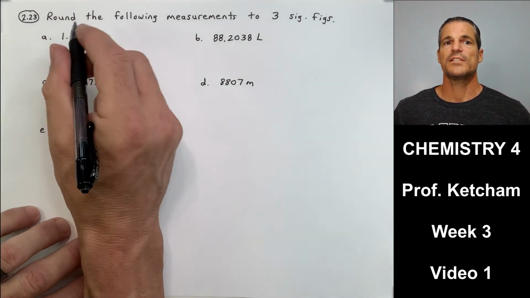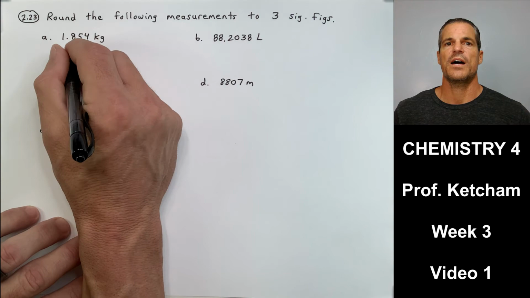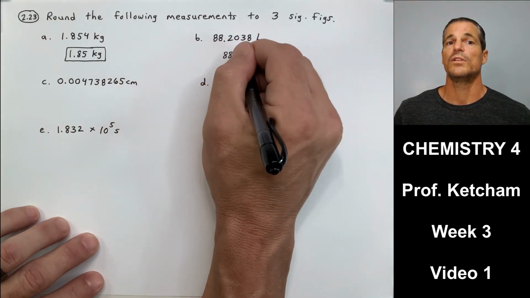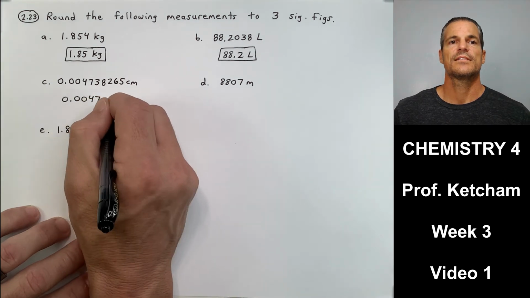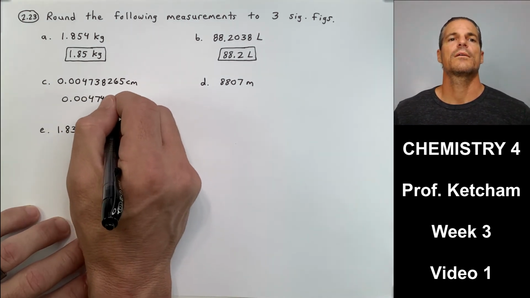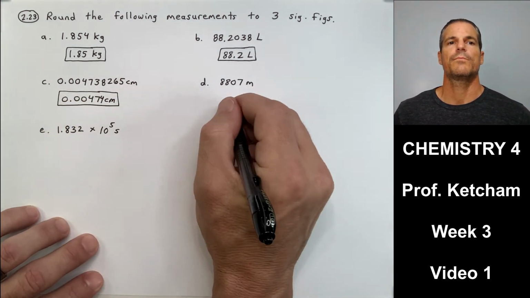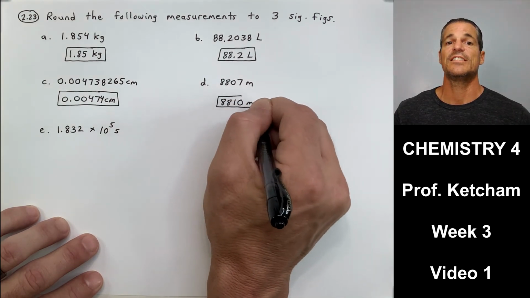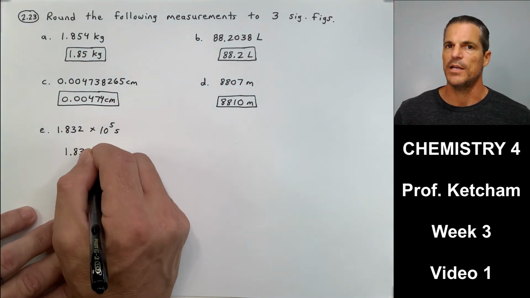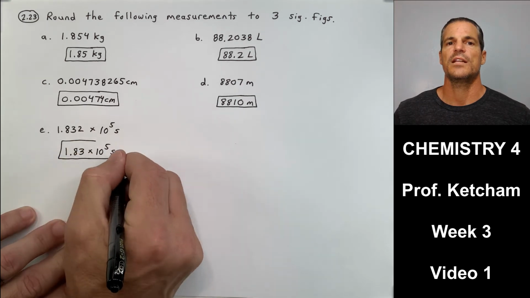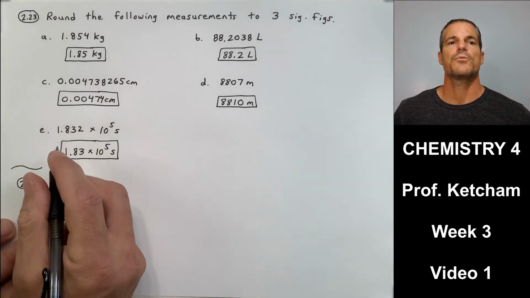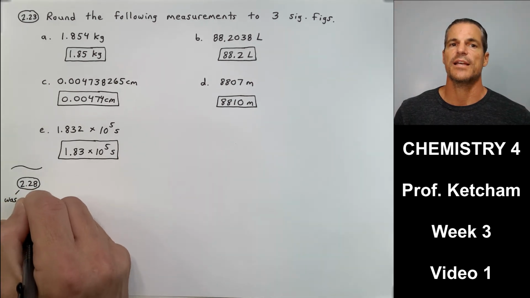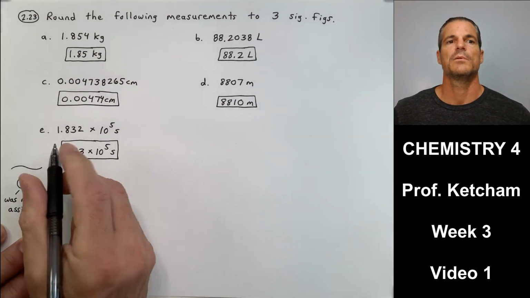So 3 sig figs, A is 1.85, B 88.2 liters, C 0.00474, because the 8 makes the 3 round up, 0.00474 centimeters, D 8810 meters, that's a tough one, 8,810 meters, no decimal, okay? E, 1.83 times 10 to the 5th seconds. So that was a rounding problem, all right?